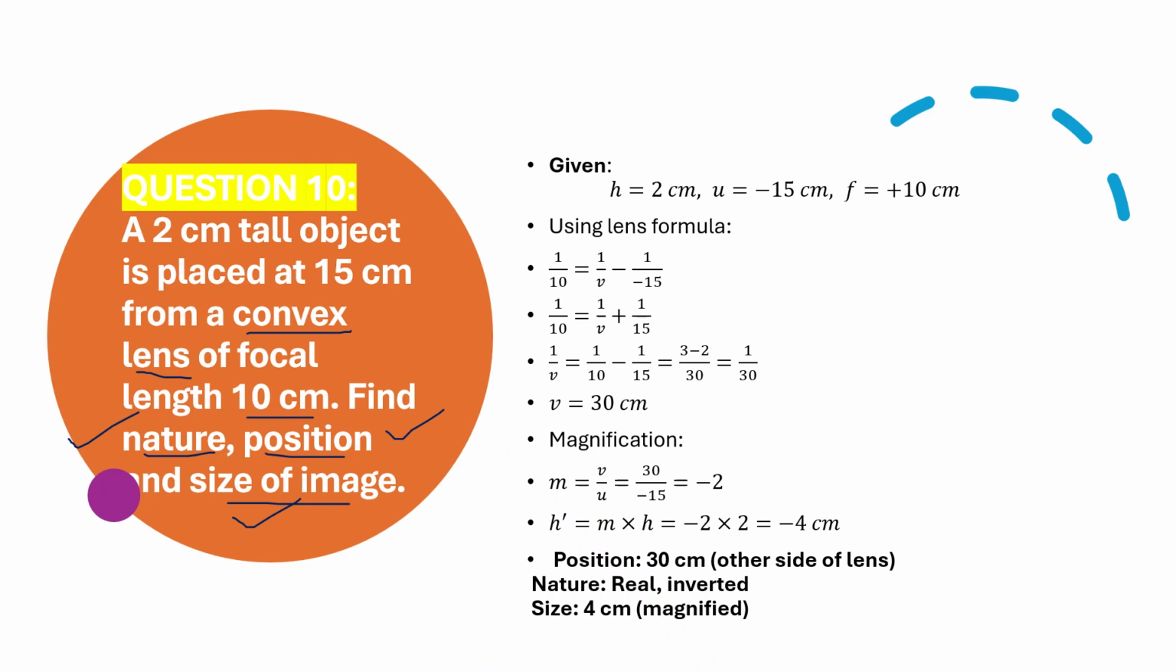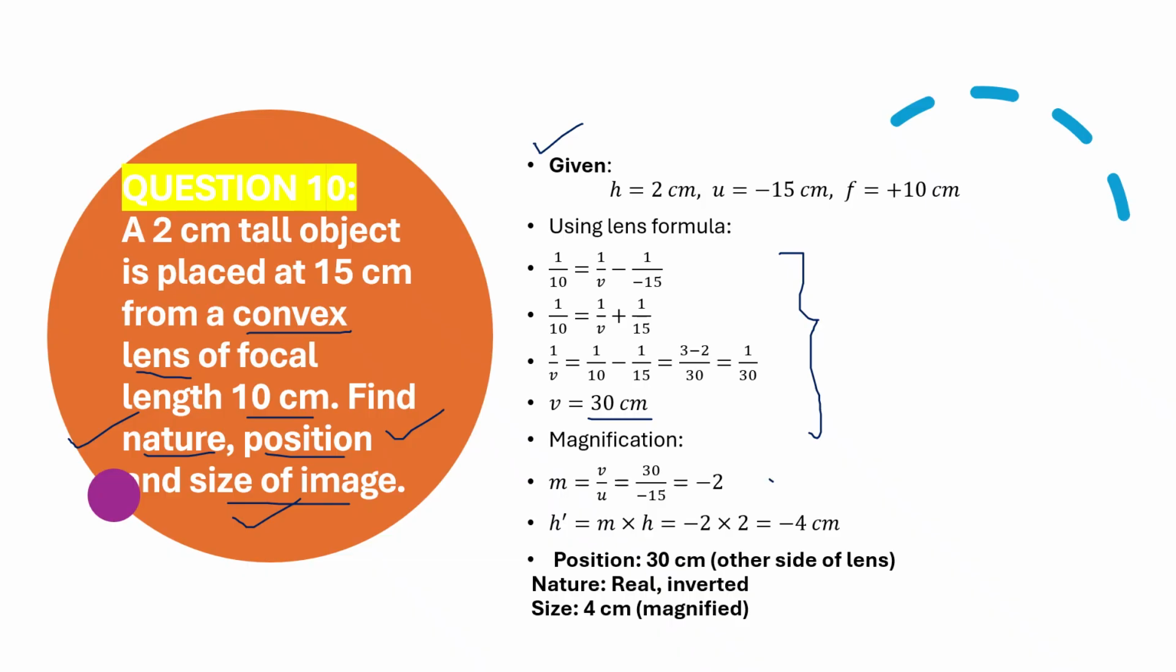What is the first step you have to remember? Write down what is given. Read the question well, write down what is given. Using lens formula, 1 upon 10 is equal to 1 upon V minus 1 upon minus 15. When you substitute all the values, you will get V as 30 centimeter.